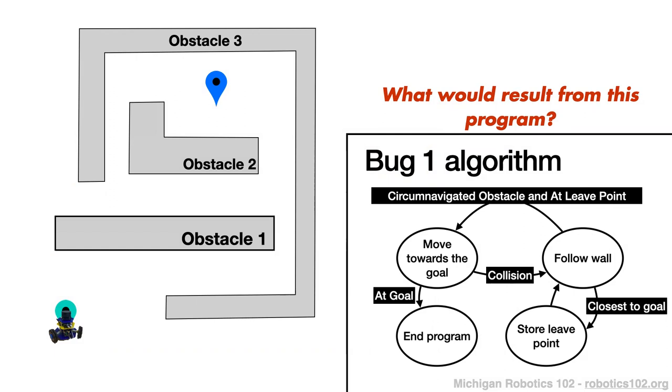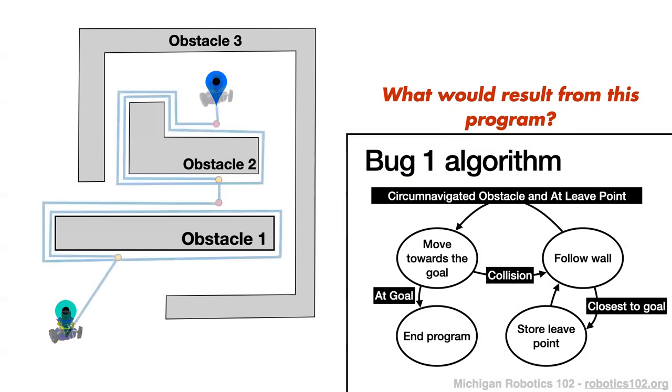Right. So that is what we're seeing here. And so if I traced out what the behavior would look like, it's doing exactly what both of you are saying. It's going to hit obstacle one, moving in that direction. It's going to go completely around obstacle one and store the point that is closest to the goal. And that's going to be the leave point. So it goes all the way around. And then the purple dot right there becomes the leave point, which is going to be the closest to the goal.